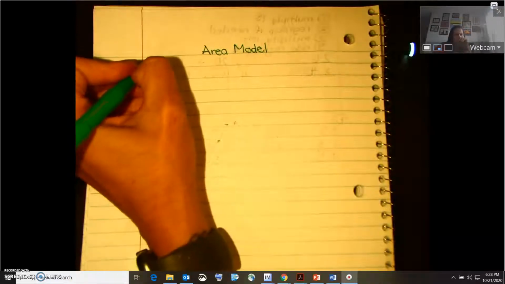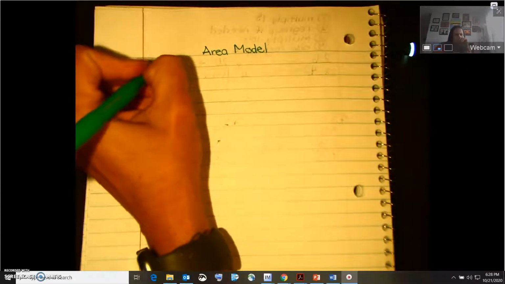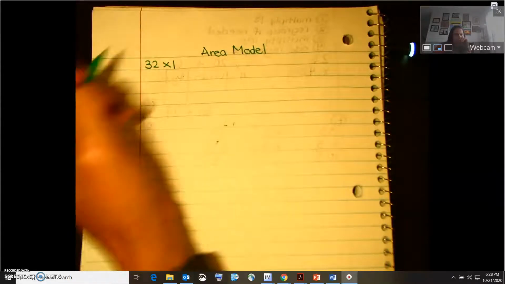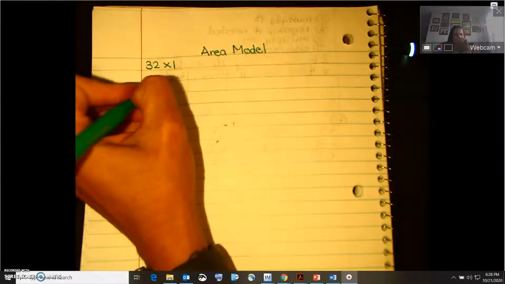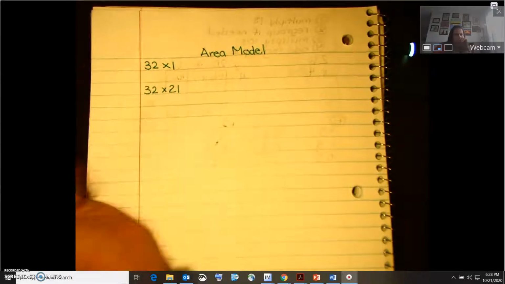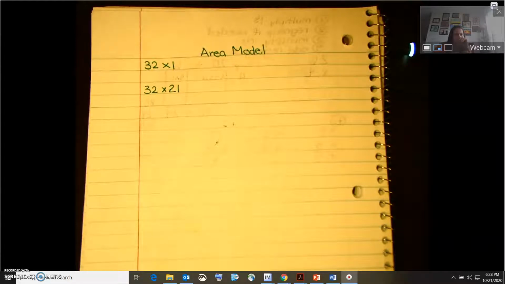Hi friends, today we are going to be using our area model, but we are going to be doing it with multi-digit, double-digit numbers. So we've done it with numbers where we have 2-digit by 1-digit, but now we are going to do it with 2 digits by 2 digits. Okay, so the first step is the same.